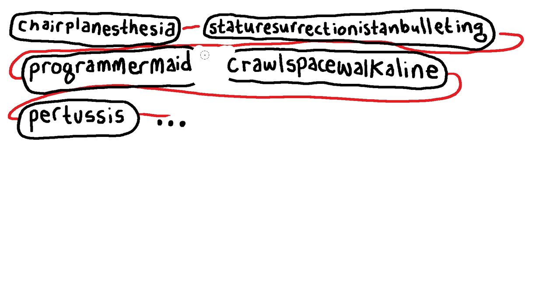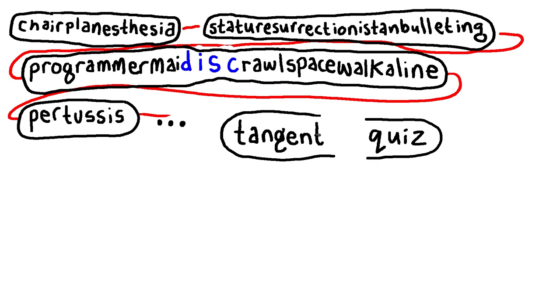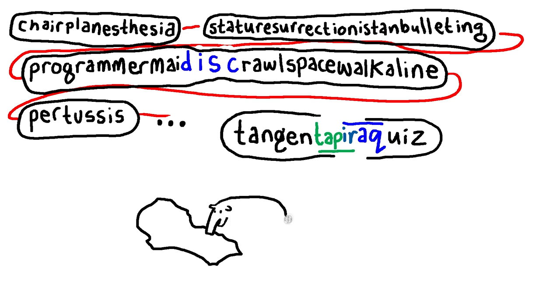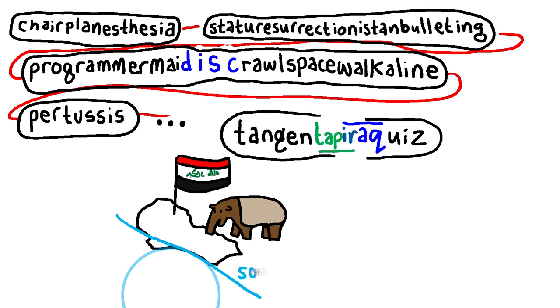So to connect these two, I just need a word that starts with D and ends with C, like disc. But what if we needed to connect two words like tangent and quiz? There isn't a word that starts with T and ends with Q. But we can do it with two words, like to peer and Iraq. So basically, we just need to make a strategy for getting from one letter to any other letter, and we can use as many words as we need to do that.